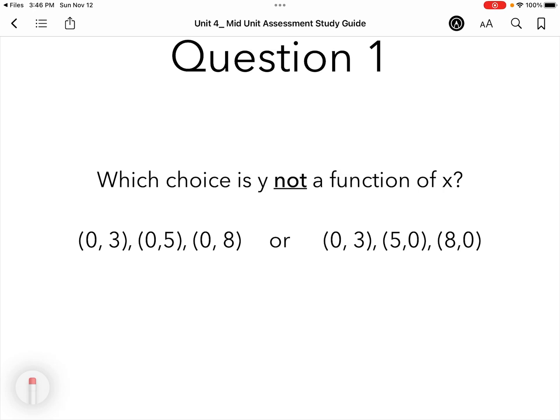Hi guys, we're going to do the Unit 4 mid-unit assessment video, and we're going to look at the study guide. We're looking at question 1, which choice is y not a function of x?